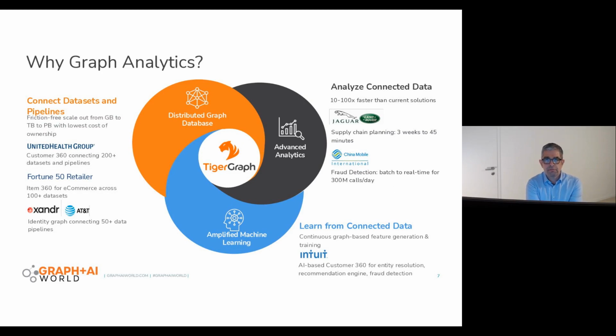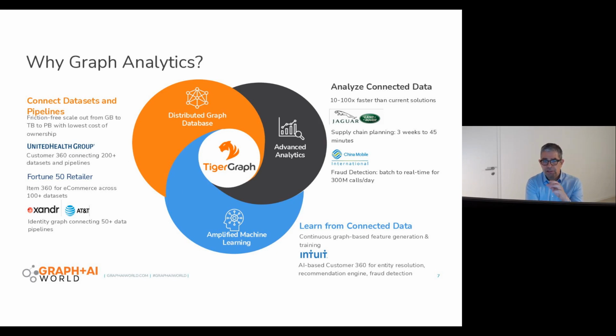Firstly, it's about connecting data sets and data pipelines. We have customers that connect more than 200 data sets and pipelines, or data sources and pipelines, in what they call the brain of the enterprise, which is the distributed graph database. In that case, a healthcare provider from the United States is using it for a customer 360 application. And the second step, we analyze that connected data.